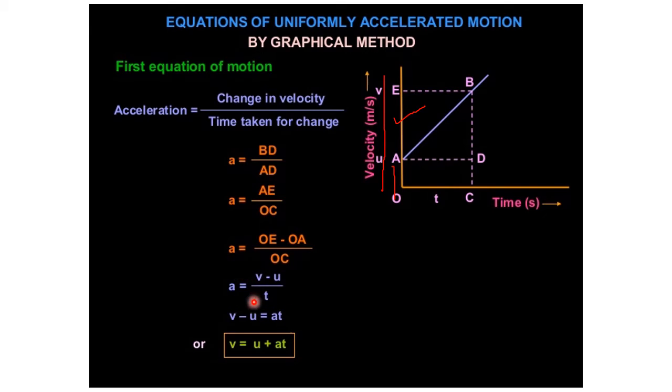Okay, so V minus U is equals to A into T. Can you see? So the equation was V minus U is equals to AT, and at the end they shifted this U to this side. As this was minus U, when it came here, it becomes plus U. So what we got, the equation V is equals to U plus AT, and this is our first equation of uniformly accelerated motion.